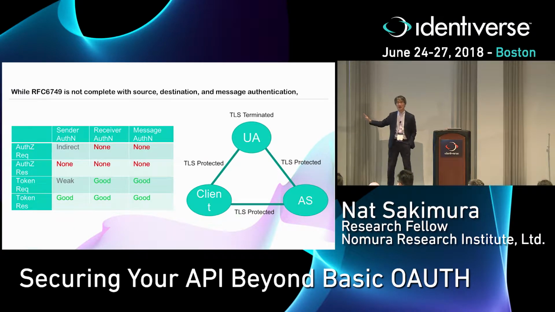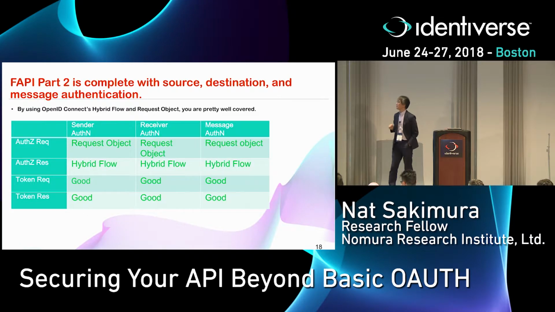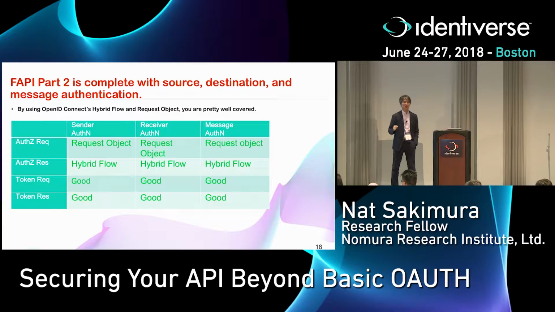It's okay like that in a low-risk scenario, but it's probably not for financial transactions or other high-risk scenarios like healthcare. So what we have done in the FAPI working group is to combine various options available in various specs in OAuth so that all the communications are properly authenticated.